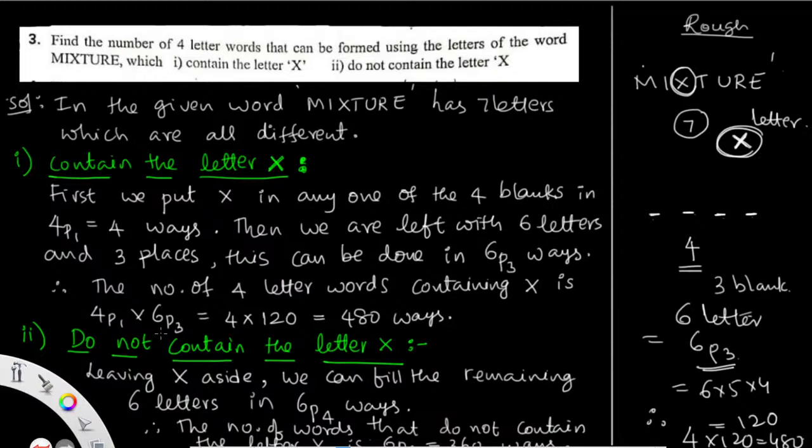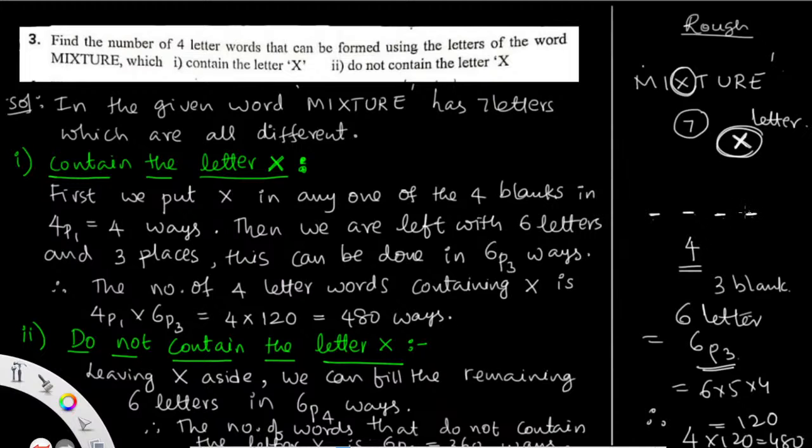The question number 3 is given like that. What is the question given once again? The word MIXTURE is given, in which the letter X is contained. Contain the letter X means beginning or end are not given. It is to be filled in either the first place, or second place, or third place, anyway. And the second question says do not contain the letter X. The word given has 7 letters which are all different. The first question is that it contains the letter X. So first we put X in any one of the 4 blank places. So how many places are there? 4. So it can be done in obviously 4 ways.